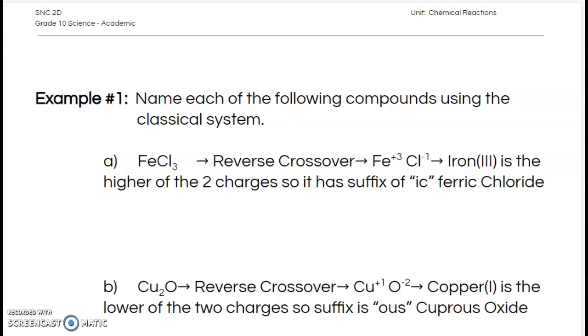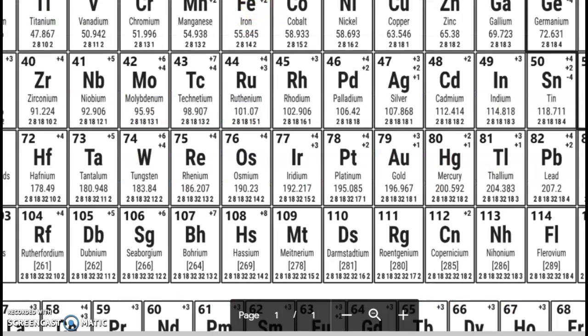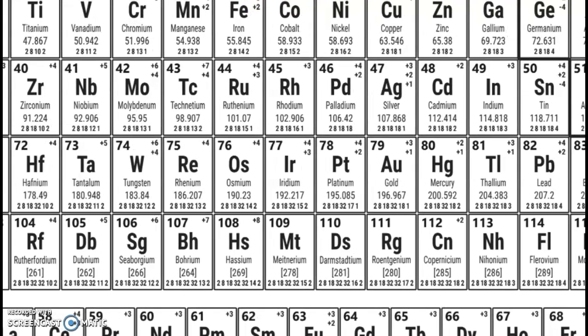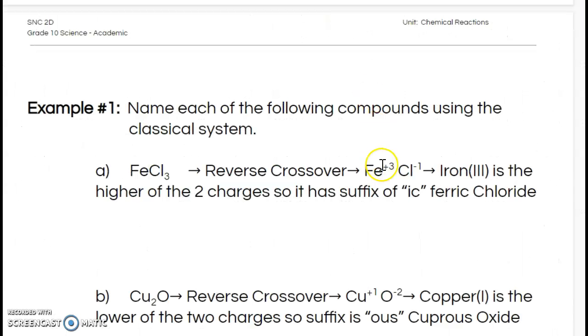If we go back to the periodic table, we see that the higher of the two charges for iron is 3. Because the higher of the two charges is 3, we can use the -ic.